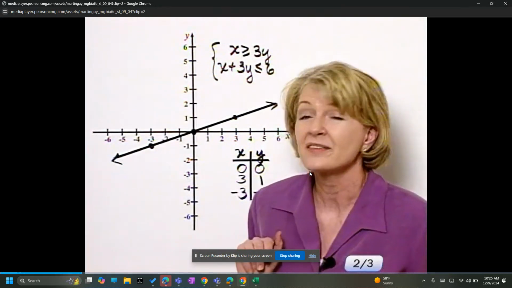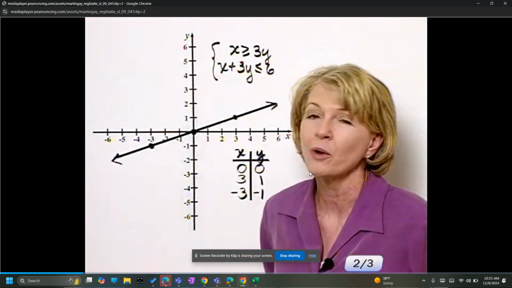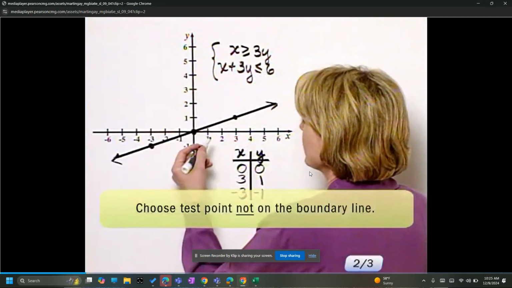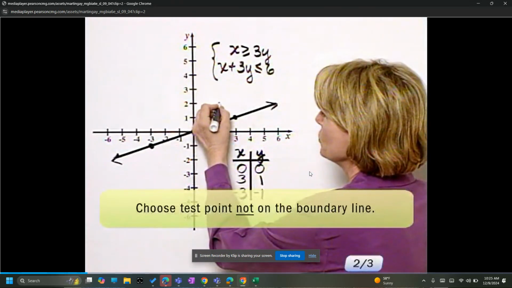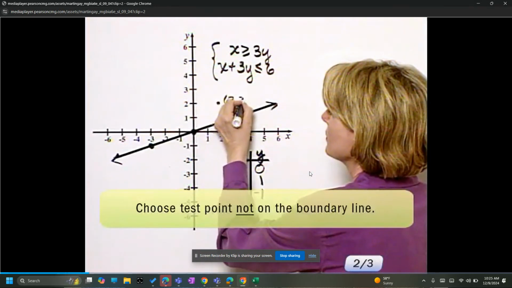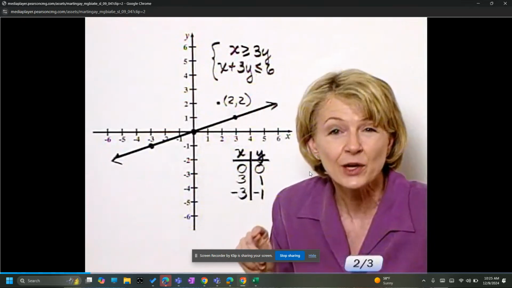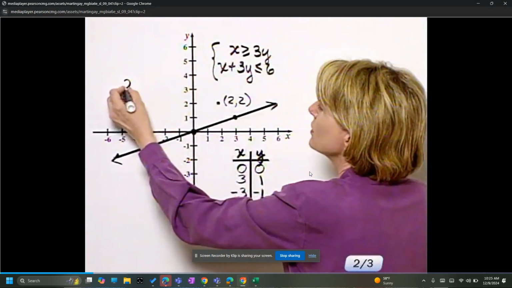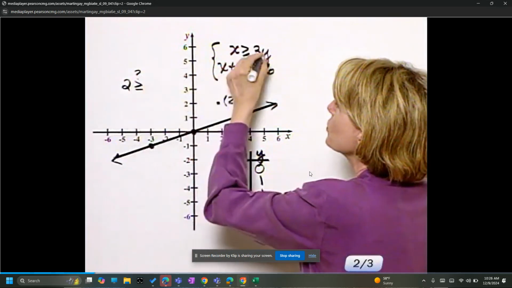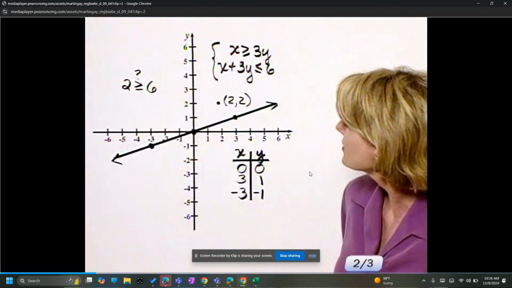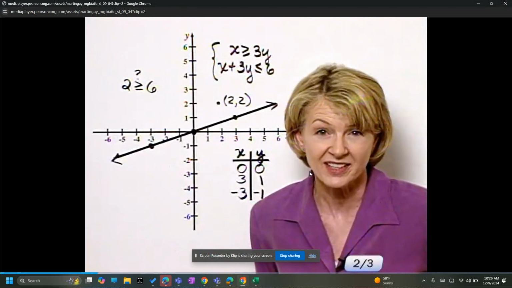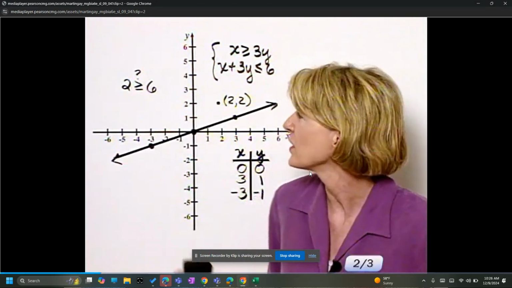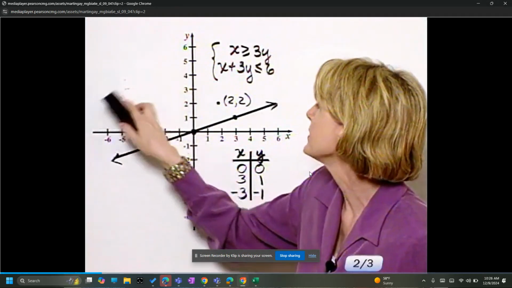Now, how do we decide what side of this line to shade for just the first inequality? We find a test point and we check the test point. So let's find a test point, say 2, 2, right here. And let's check it in the inequality. Let x be 2, let y be 2. If x is 2, is that greater than or equal to 3 times 2, or 6? Well, is 2 greater than or equal to 6? The answer is no. So where do we shade? We shade below the line. So let's shade below the line.